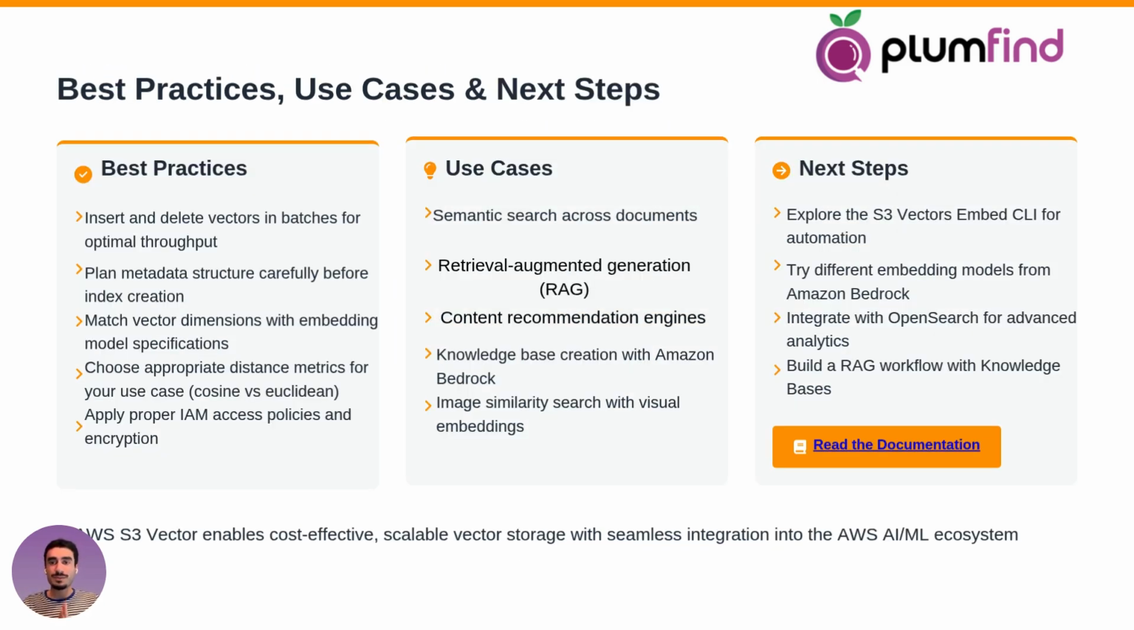To wrap up, follow AWS best practices for batch operations, careful metadata design, and proper security configuration. Those are very important. This service is ideal for semantic search, AI retrieval systems like RAG, content recommendations, and cost-effective vector storage. I encourage you to explore the AWS documentation, try the hands-on CLI, and experiment with Bedrock and OpenSearch integrations.